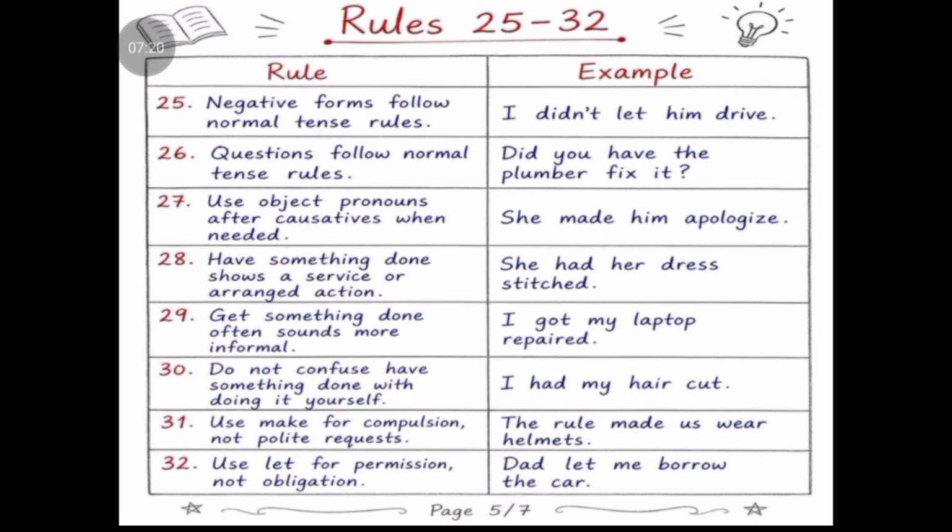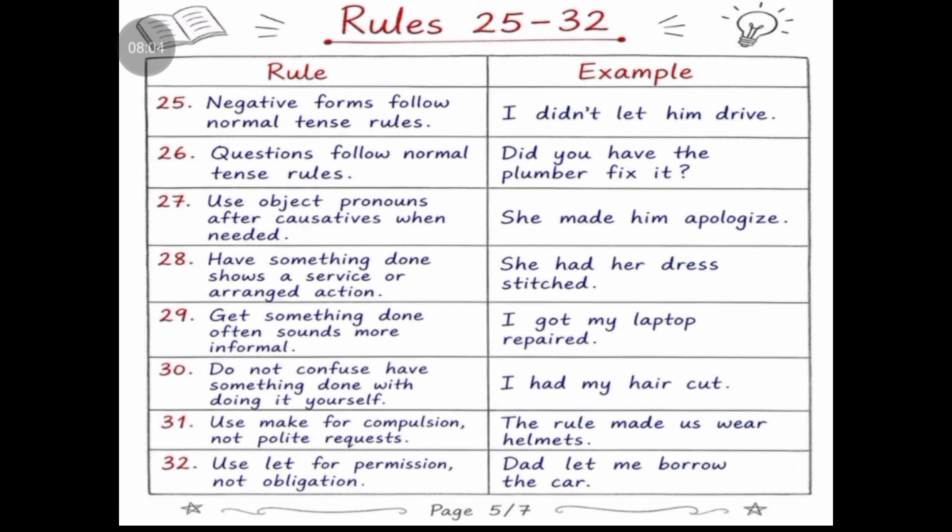Number 27, use object pronouns after causatives when needed. That means pronouns in their objective case. For example, she made him apologize. So made is our causative. Him is our object pronoun. She made him apologize. You cannot say, him made.